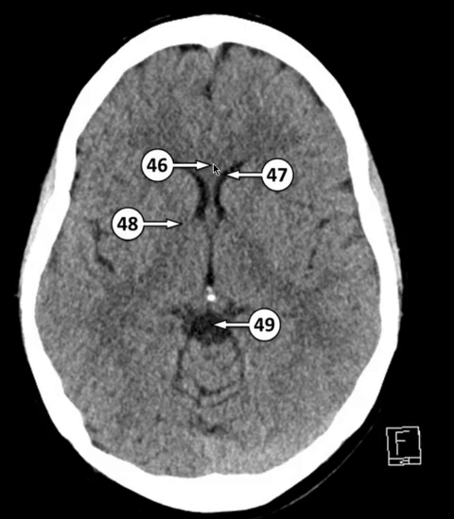Number 46, we have the genu, meaning head, of the corpus callosum. 47 is the frontal horn of the lateral ventricle. And 48, we have the genu, meaning the head, of the internal capsule. This CSF-filled space here, posteriorly, is the quadrigeminal cistern.